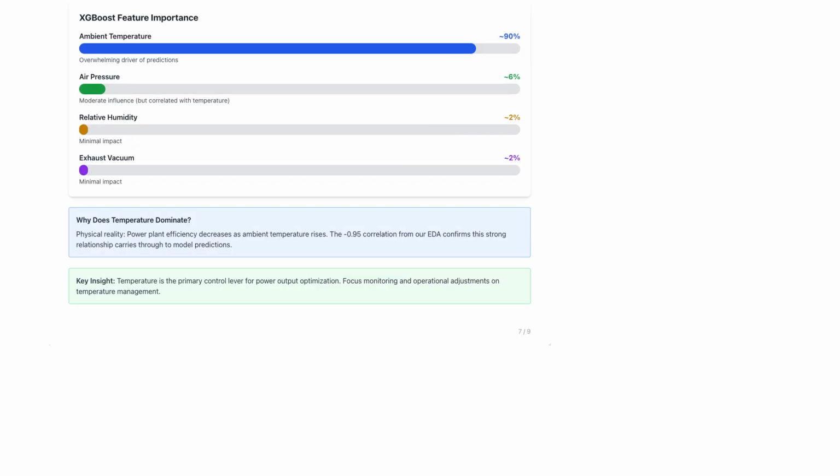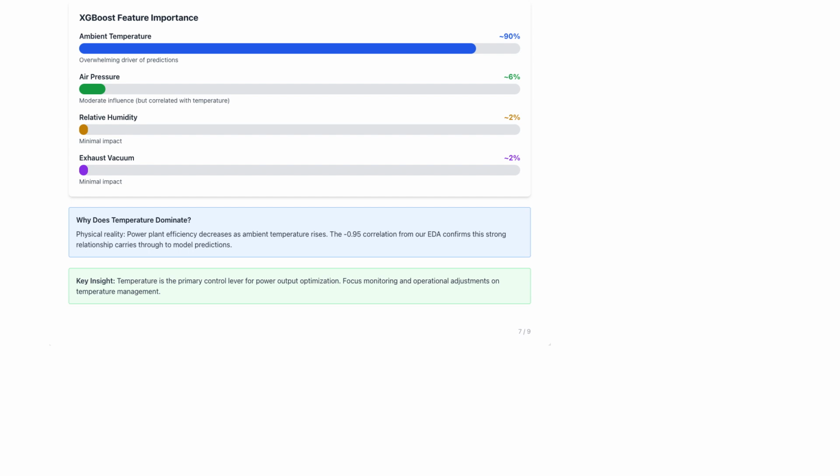Model interpretation, feature importance. Using XGBoost built-in feature importance, let's explain what drives the prediction. Ambient temperature dominates at over 90% importance. It's the overwhelming predictor and aligns perfectly with our correlation analysis done earlier. Air pressure contributes about 6%, which is a secondary influence. As a reminder, it's correlated with temperature, so some of its predictive power is already captured by the temperature feature. Relative humidity and exhaust vacuum each contribute minimally.